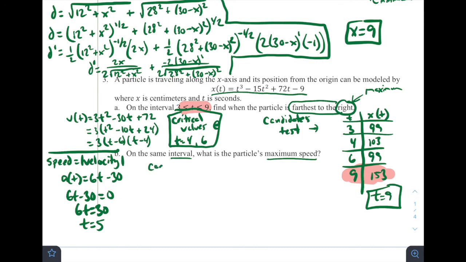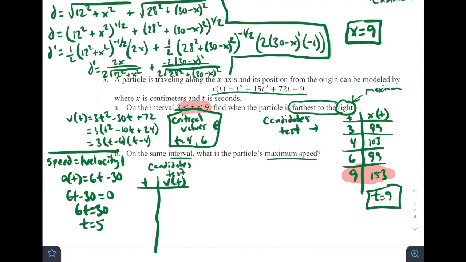So once again, I'm going to do the candidates test and just see, of the candidates being the endpoints and the critical value of the velocity, which is at t equals 5, which one is going to be the largest since we're trying to find the maximum. So our t is going to be on the left. On the right, we're going to have our a of t, the acceleration. Well, actually, no, we're going to do v of t.